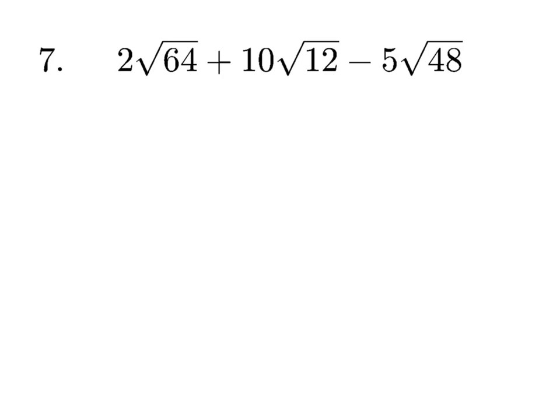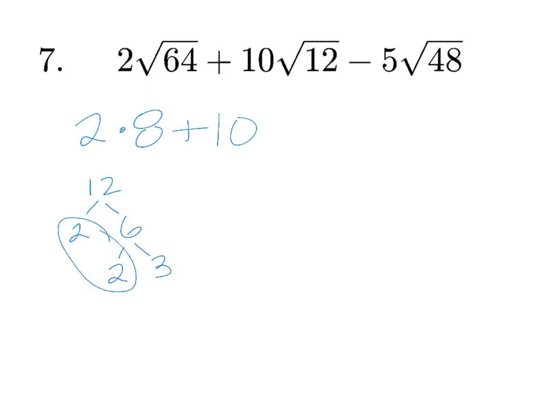All right, for number 7, just take your time working this problem out. The square root of 64 is 8. All right, then I have plus 10. And let's break down 12. Now, we don't know the square root of 12, but we could simplify it. So we have 2 times 6, making a prime factor tree. I have a pair of 2's. So I end up with times 2 square root of 3. All right, square root of 3 is left inside.